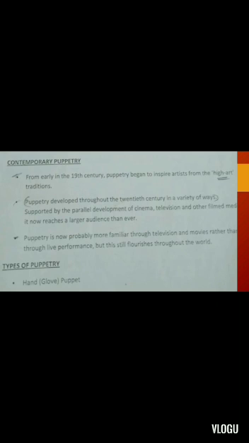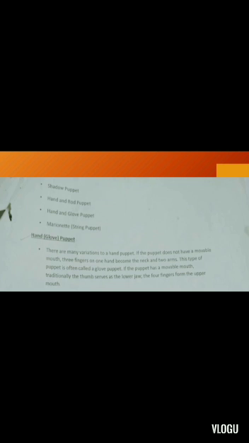In the contemporary world, in the 19th and 20th century, this art is considered, in the traditional sense, a high art. Now it is supported by the parallel development of cinema and television film as well. Puppetry is now probably more familiar through television and movies rather than through live performance, but it still flourishes throughout the world. Achha, what are the types of puppets?